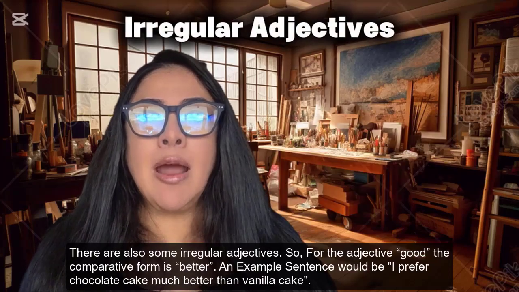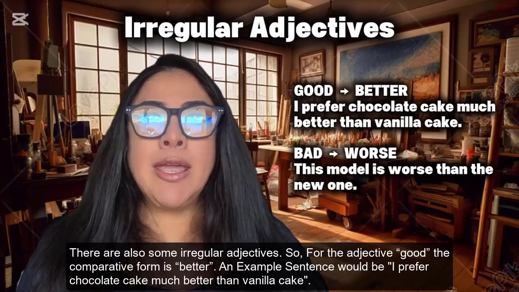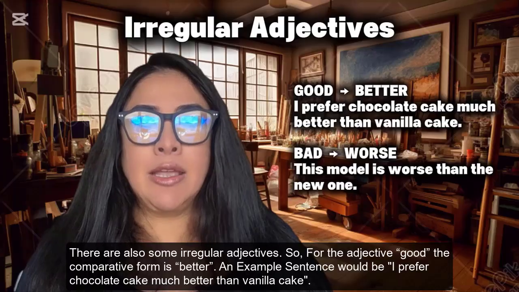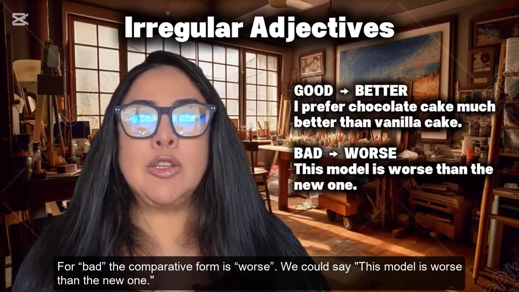There are also some irregular adjectives. So for the adjective good, the comparative form is better. An example sentence would be, I prefer chocolate cake much better than vanilla cake. For bad, the comparative form is worse. We could say this model is worse than the new one.